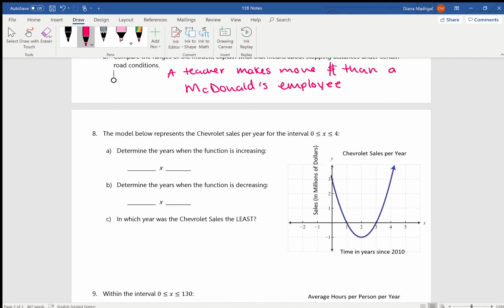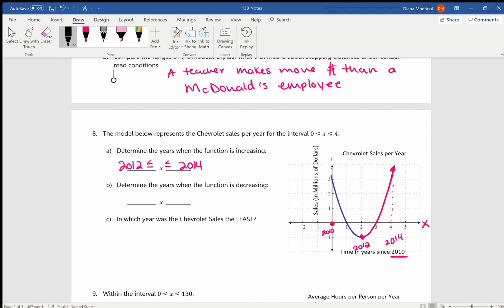Okay, and they're talking about the x. It says determine the years when the function is increasing, or increases from this point to this point over here. All right, the time in years since 2010. So that means at 0 is 2010. If I add 1 year, it's going to be 2011. So this year is 2012. And this year is going to be 2014, because this is where it stops, right? At 4. So it goes from 2012 to 2014.